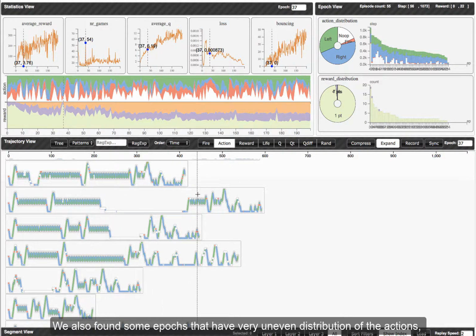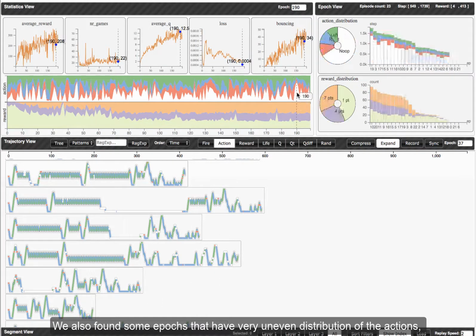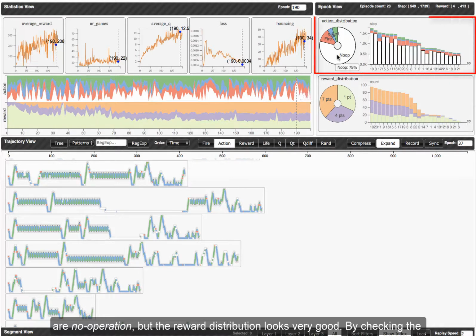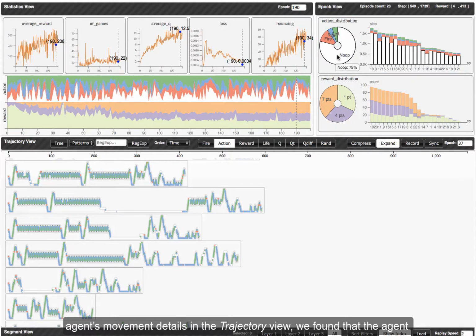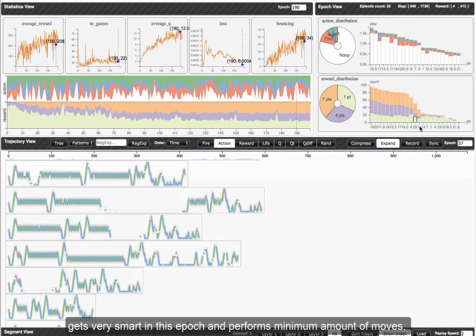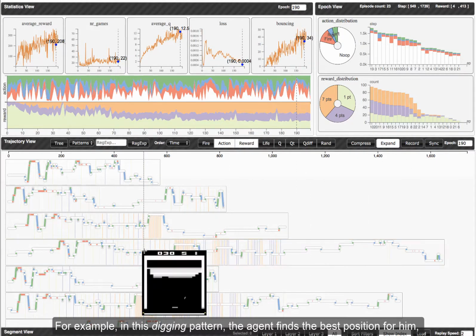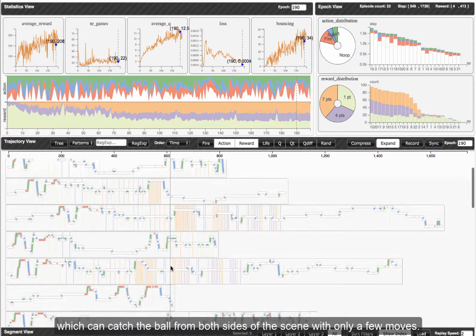We also found some epochs that have very uneven distribution of the actions but achieve good performance. For example, in epoch 190, 79% of the actions are no operation, but the reward distribution looks very good. By checking the agent's movement details in the trajectory view, we found that the agent gets very smart in this epoch and performs a minimum amount of moves. For example, in this digging pattern, the agent finds the best position for him, which can catch the ball from both sides of the scene with only a few moves.